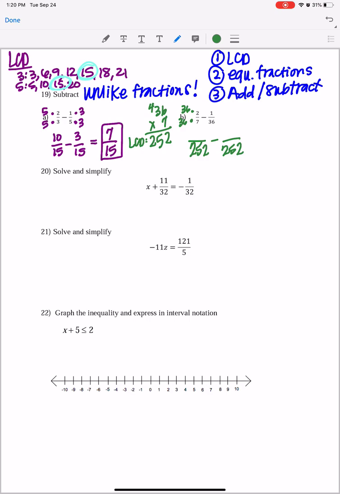So 36 times 2 gives me 72. How am I going from 36 to 252? We are multiplying by 7. So if I multiply the bottom by 7, I'm also multiplying the top by 7. So 1 times 7 is 7. So now I have like denominators. So this will stay over 252.